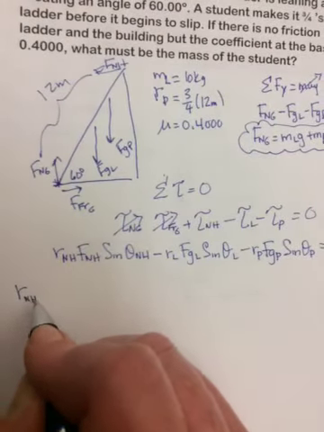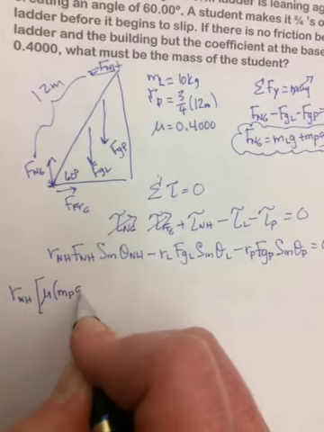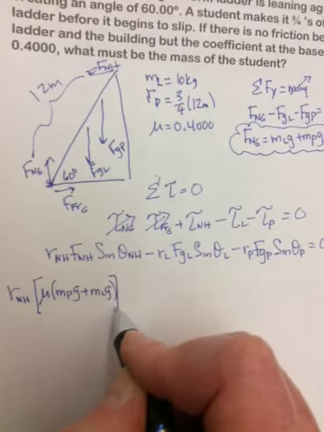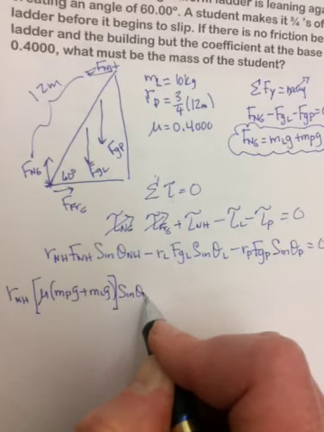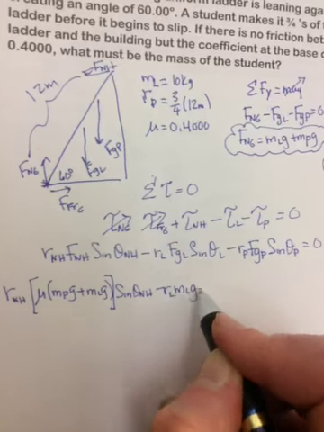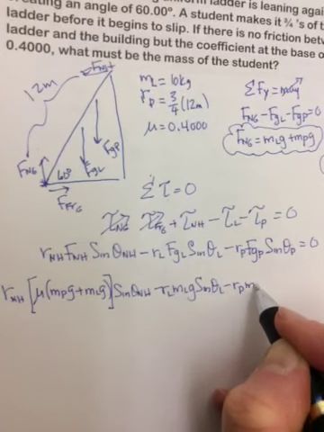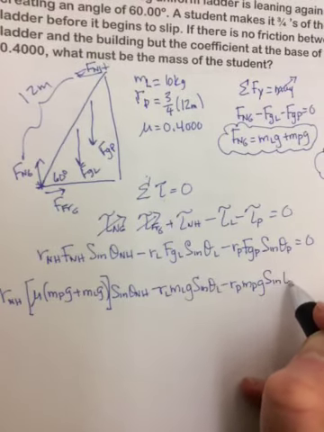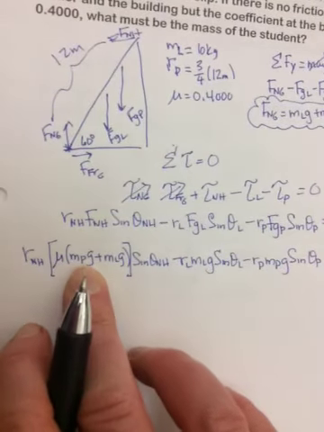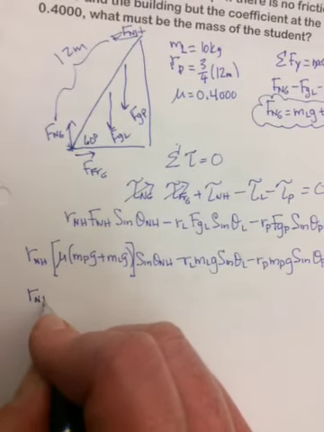So R normal of the house, and then brackets mu m of the person G plus m of the ladder G, and then still the sine theta normal of the house, minus R of the ladder, m of the ladder G, sine theta of the ladder, minus R of the person, m of the person G, sine theta of the person equals 0. Now you need to multiply through because you have an m of the person in here, right? And you got to be careful with your subscripts because they're going to be all different now.